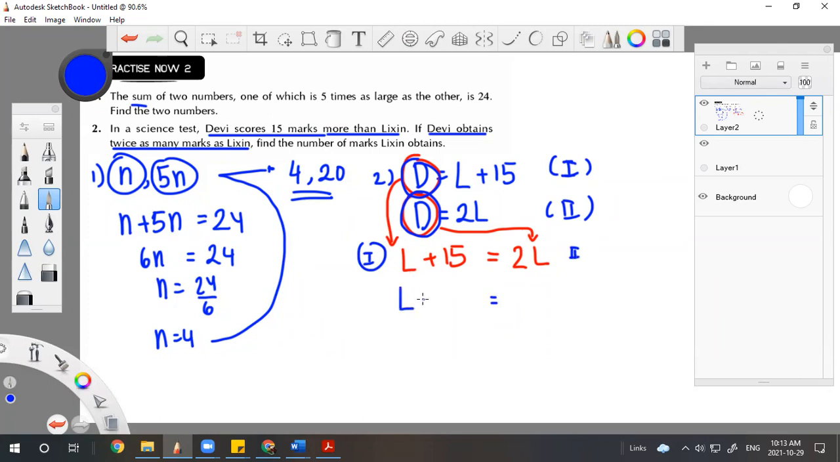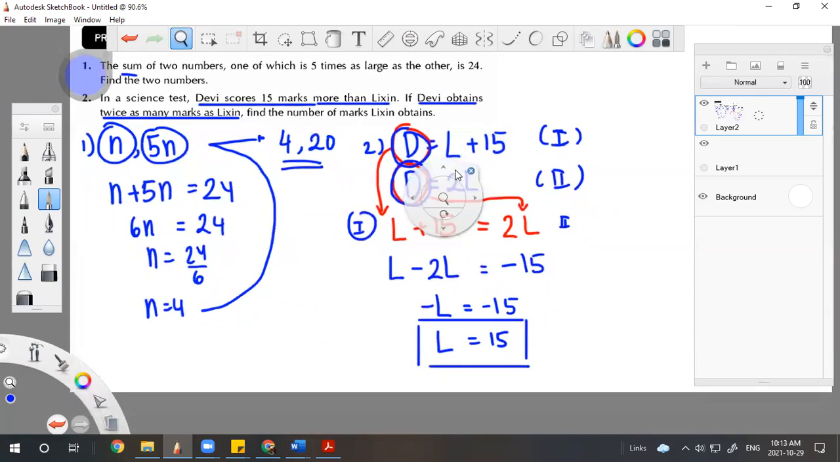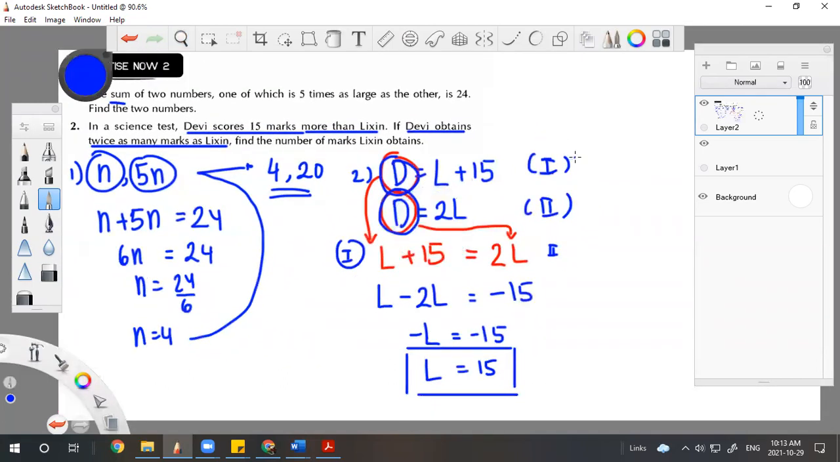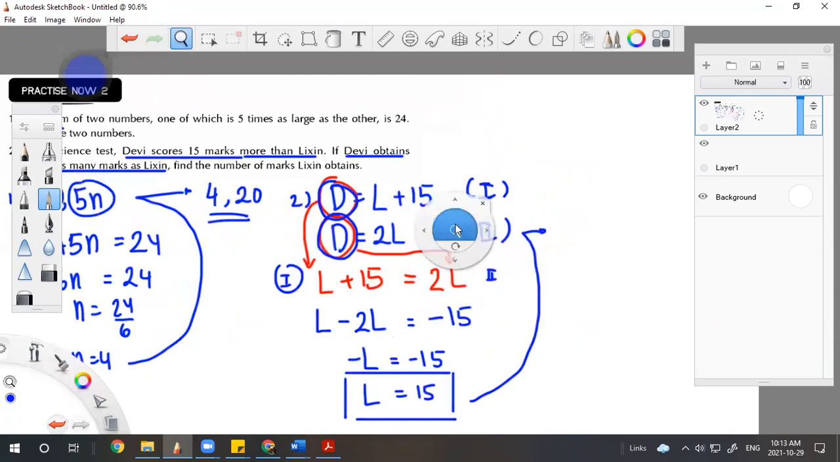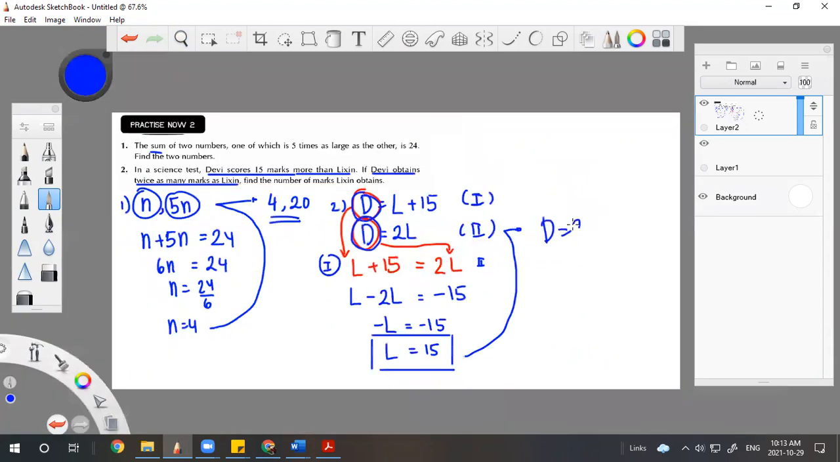You move the L to the left side, L subtract 2L equals 15 moved to the right side becomes negative 15, right? So negative L equals negative 15. So simply L equals 15, right? So Lisin's score is 15. How about Devi's score? You can use either the first clue or the second clue, it's the same. The answer is 30, right? 2 times 15, that's 2L, or 15 plus 15, it will be the same for both. This is extra, if asked.